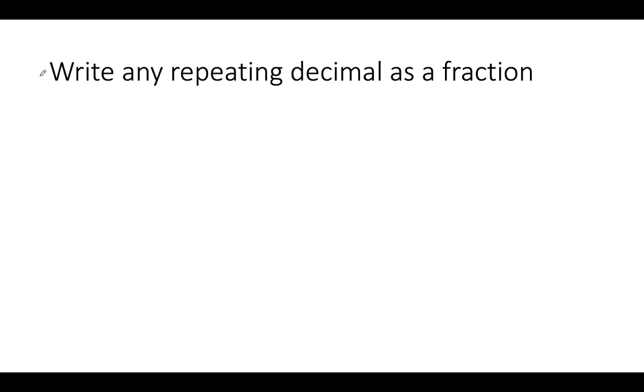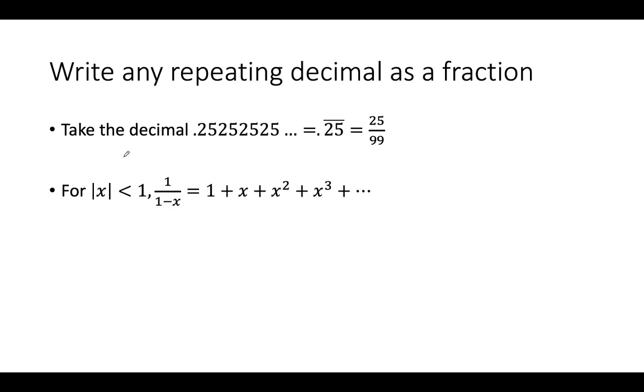the trick that lets you write any repeating decimal as a fraction. So consider this decimal, 0.25 repeating, right? That's 25 over 99. How do I know that? Well, I use this formula. For an x smaller than 1, 1 over 1 minus x is equal to this sum of powers of x.